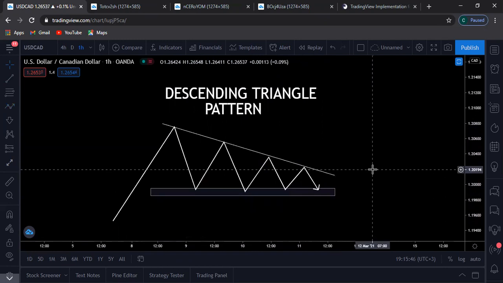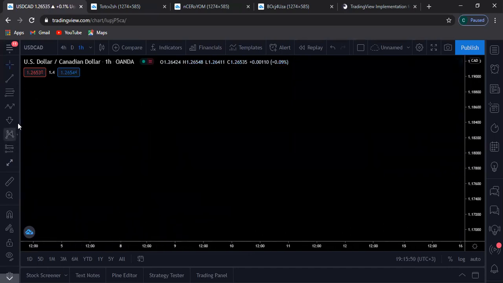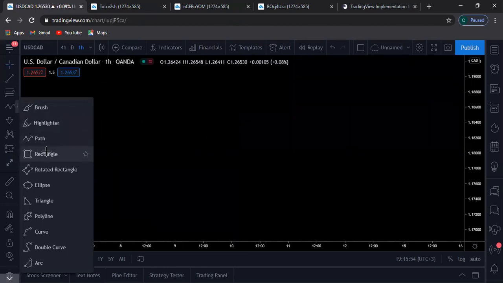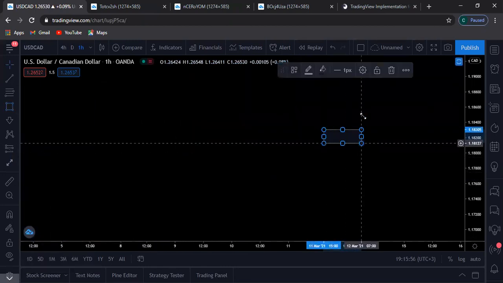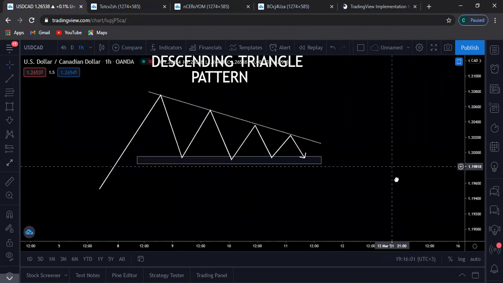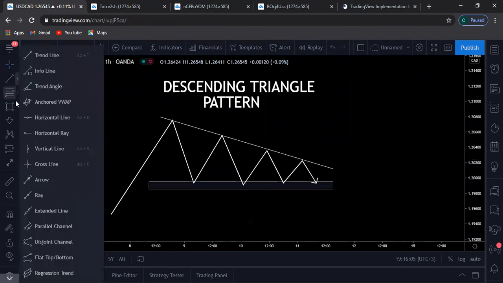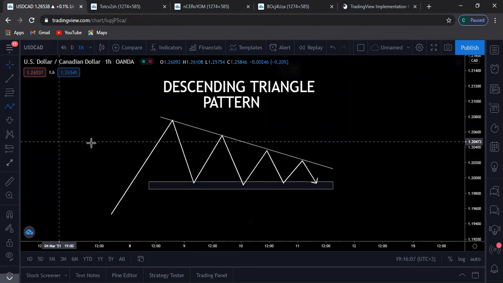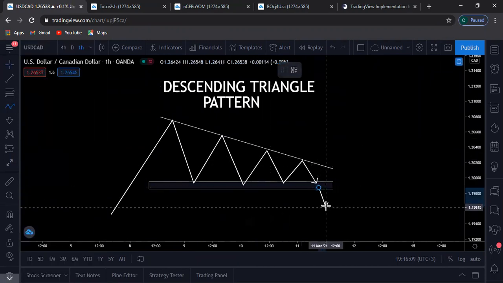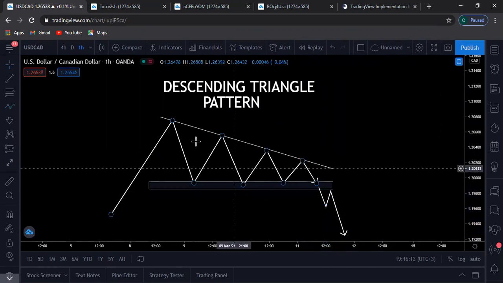Now, how do you trade a descending triangle pattern? It is actually traded after the breakout. So if you spot a descending triangle pattern like so, what you have to do is wait for a breakout, either on the low side, which is the most common breakout.